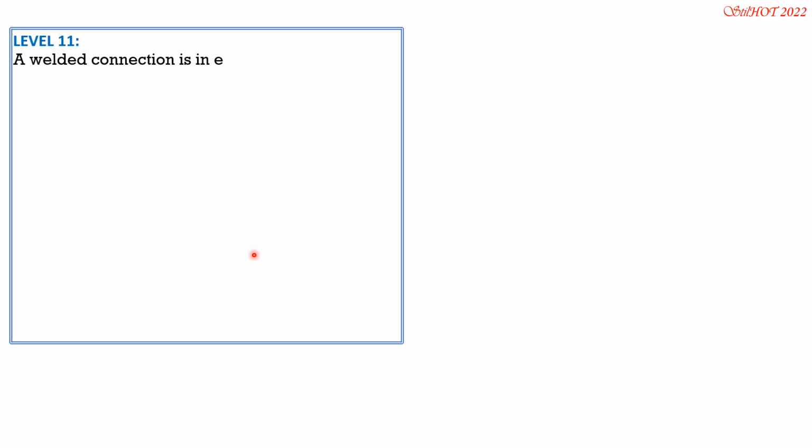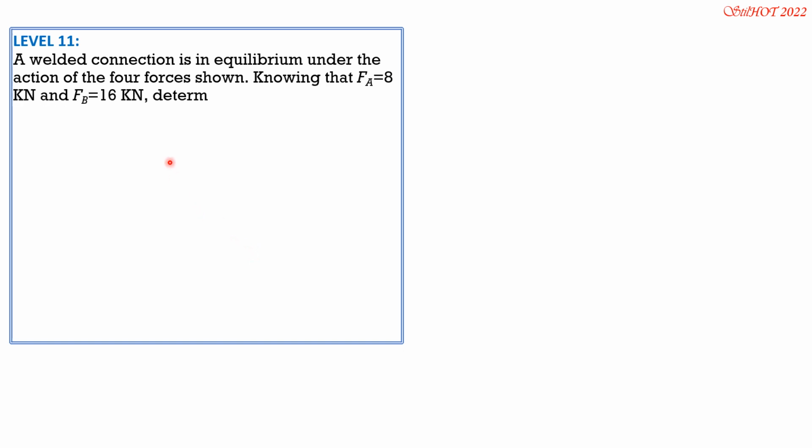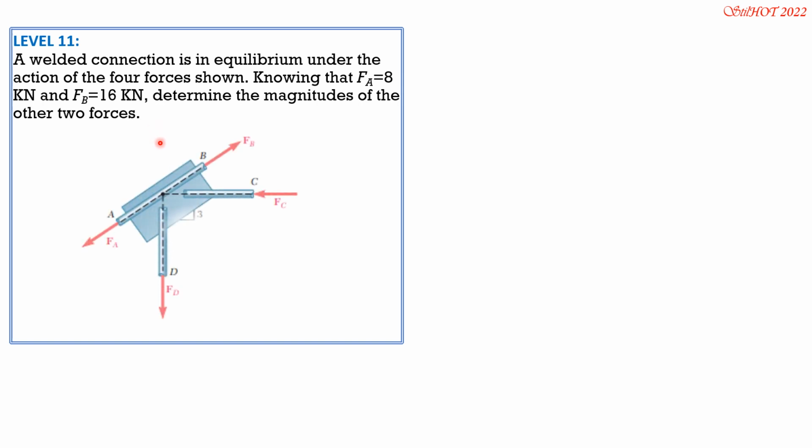A welded connection is in equilibrium under the action of the four forces shown. Knowing that F sub A is 8 kilonewtons and F sub B is 16 kilonewtons, determine the magnitudes of the other two forces. So let's put the values: F sub A 8 kilonewtons, F sub B 16 kilonewtons, and this slope is 3, 4, 5, so 5 is the hypotenuse.